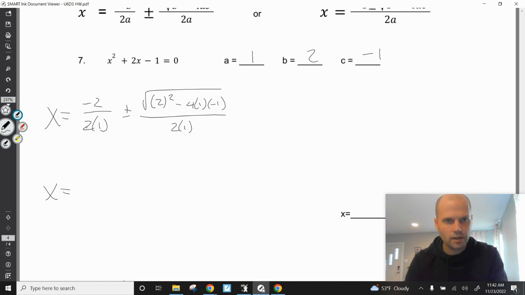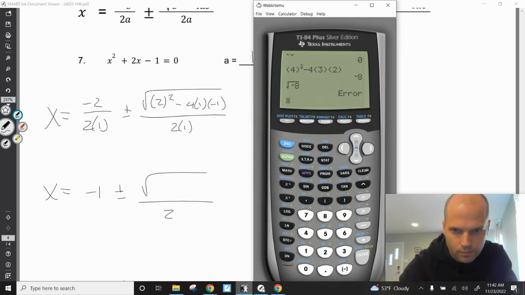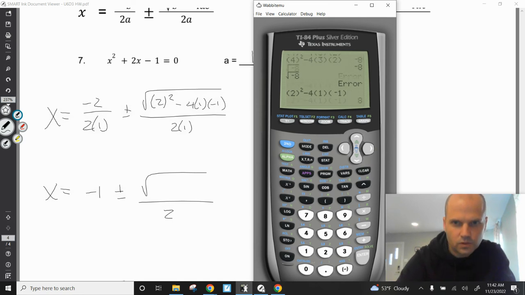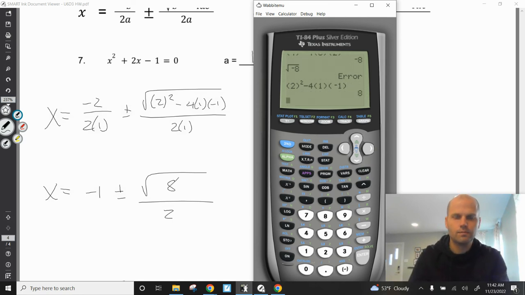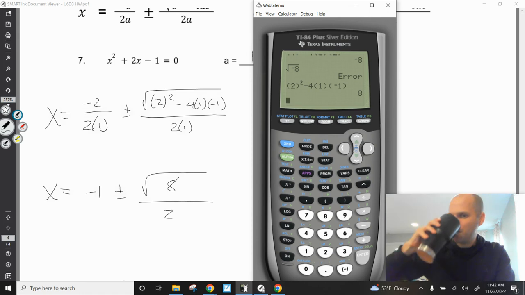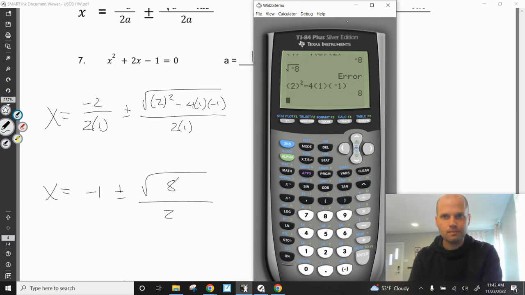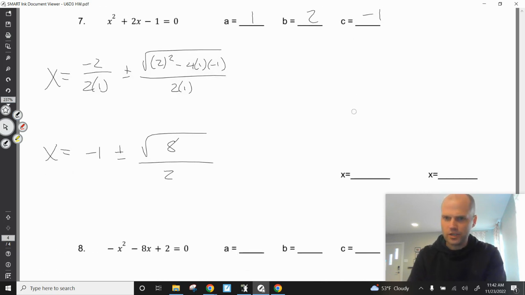Use your calculator. Use your brain. Negative 2 over 2 is negative 1. Let's figure out what's inside the square root. Use your calculator. 2 squared minus 4 times 1 times negative 1. This is so much faster. 8. Oh, no, I guess two numbers that multiply to get negative 1 would have to be positive 1 and negative 1, which doesn't add to get 2. So this is a good one that has some crazy decimal solutions.